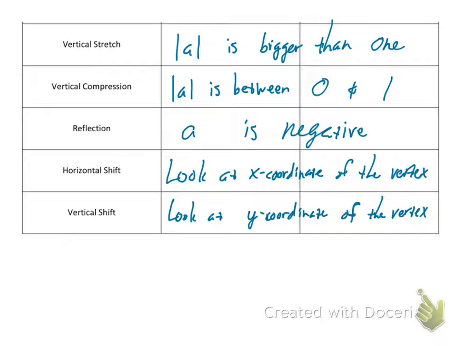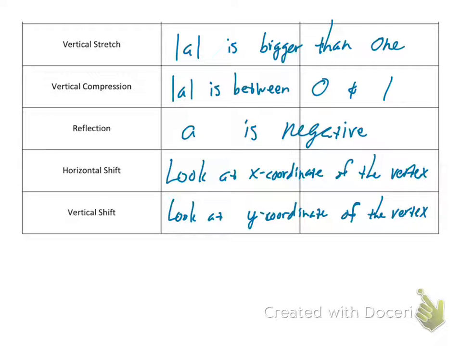If I go to transformations, all these are the same. It's a stretch if your A value is bigger than 1. So like if your A value is 3 or if your A value is -7, it's getting stretched in that direction. Okay? Reflection just means when your parabola is flipped. So that's when your A is negative.